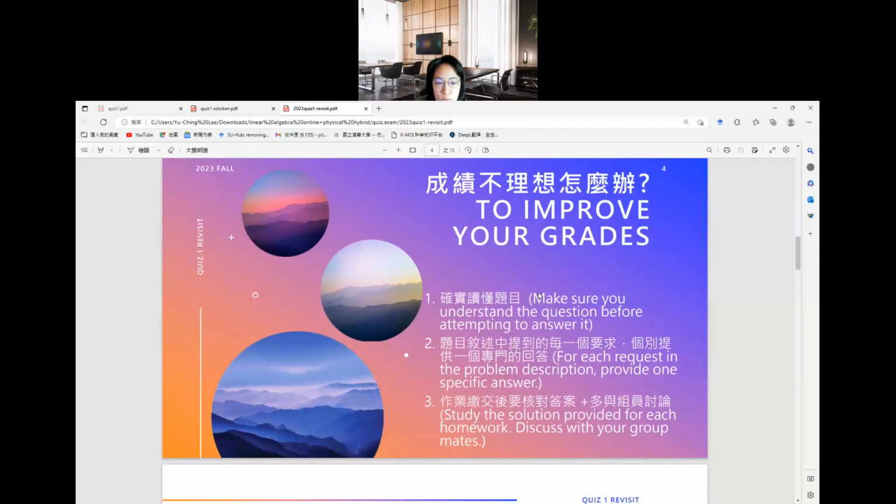And since you might already notice that in this quiz, the questions are from our homework, and the solutions were actually provided in our course website. So you can study the solution provided for the homework. And if you still don't understand the solution, since the solution sometimes might be too simple, you can discuss with your group mates.